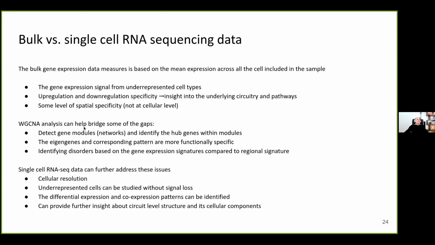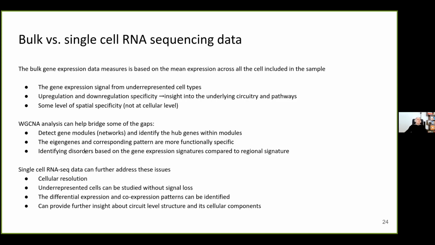WGCNA analysis helps with that, because now we are looking at the genes that are changing together, and supposedly we can assume that they are changing together because they are coming from particular cell types. And the eigengenes are more functionally specific.